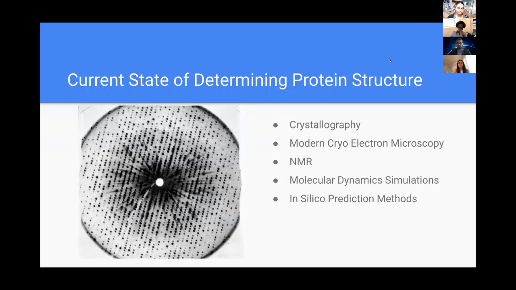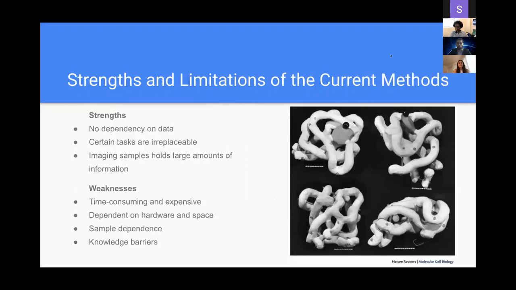So the current methods used are crystallography, cryo-electron microscopy, NMR, molecular dynamic simulations, and in silico prediction methods. These are techniques that even I was able to use as an undergraduate, so I really won't be going into too much detail about them since many of us are familiar with how they work. But it's important to note that molecular dynamic simulations and in silico prediction methods are both a combination of machine learning and benchtop techniques. So these have their own strengths and limitations.